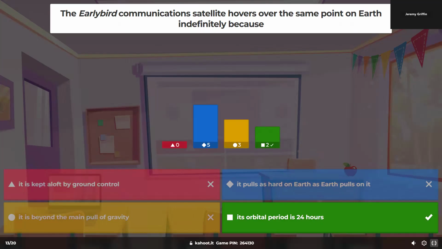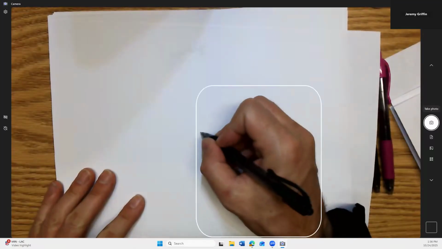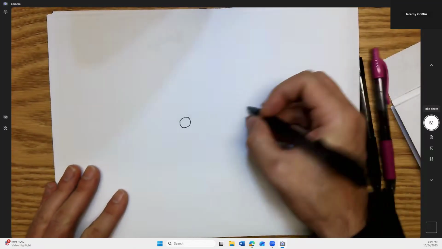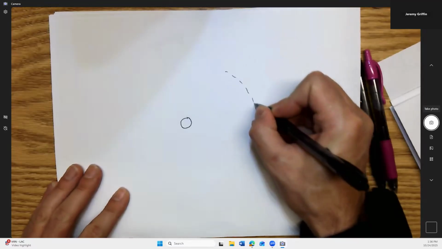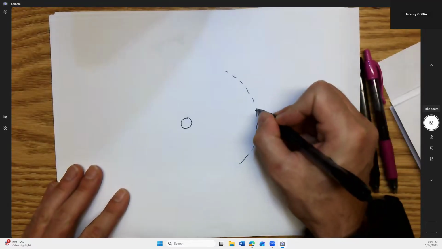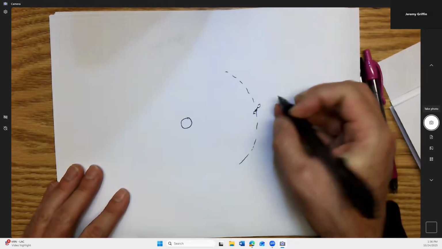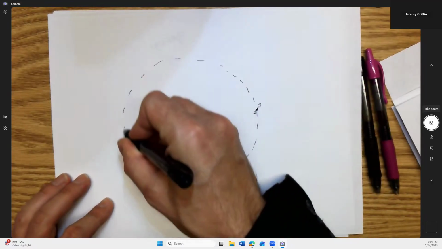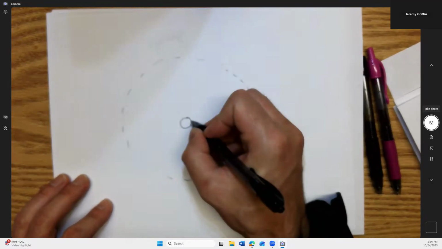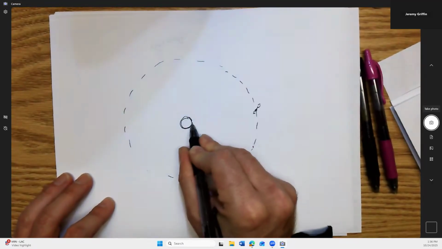A couple winners there. Figure this out. It's called a geosynchronous orbit. Say I have the Earth right here. There's actually a radius you can calculate. It's somewhere way out here, where the orbital time period would be 24 hours, and the Earth also takes 24 hours to rotate once.